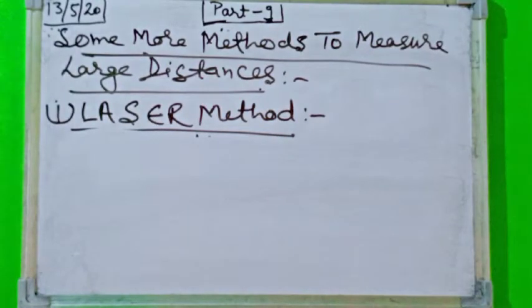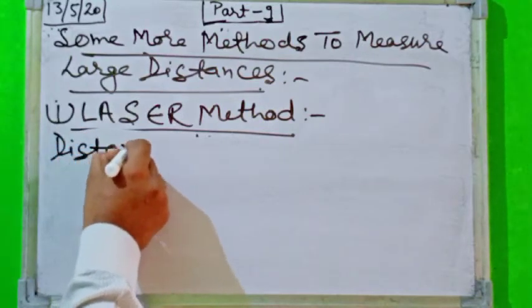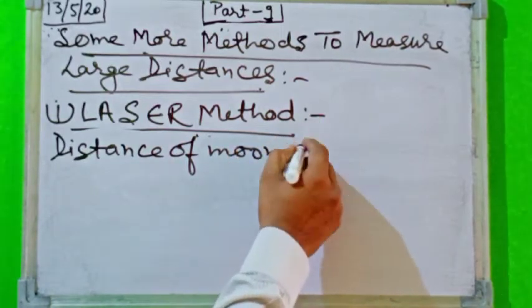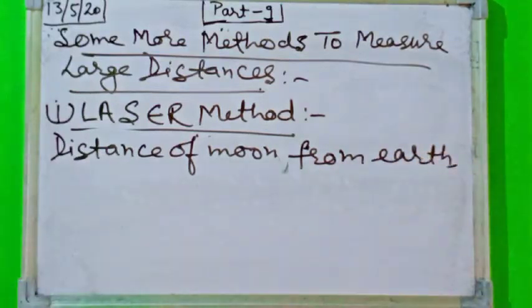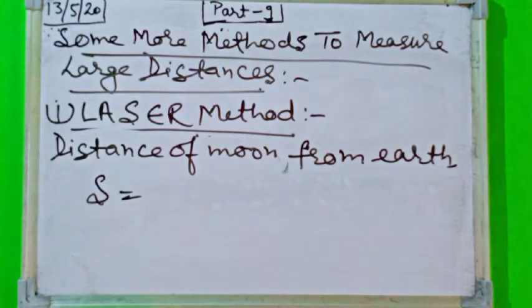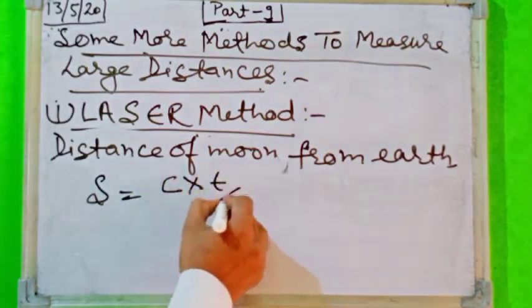So laser method: distance of the moon from the earth. Suppose the distance of the moon from the earth is s, and the speed of the laser light which we are sending from the surface of the earth to the moon is c, and the time taken is t by 2.